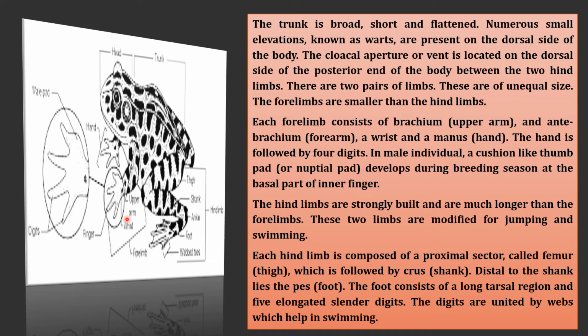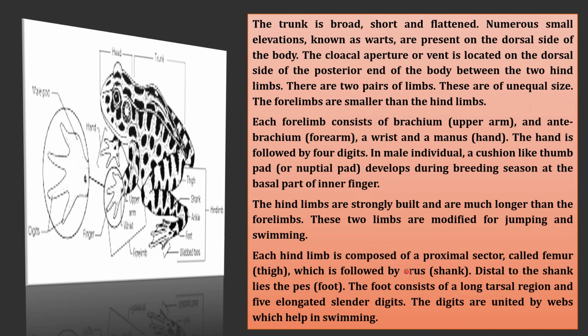Now the hind limbs are strongly built and are much longer than the forelimbs. The hind limb is stronger and much longer than the forelimbs. It happens in both male and female, but this thumb pad develops only in the male toad. Now, these two limbs are modified for jumping and swimming. That you also know. That's why a toad is called amphibian.